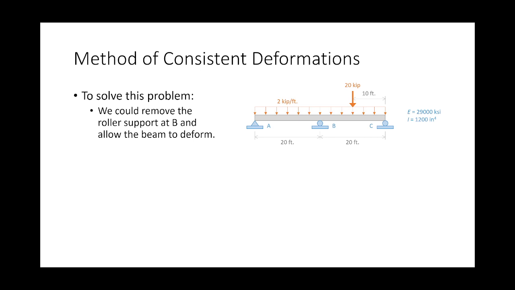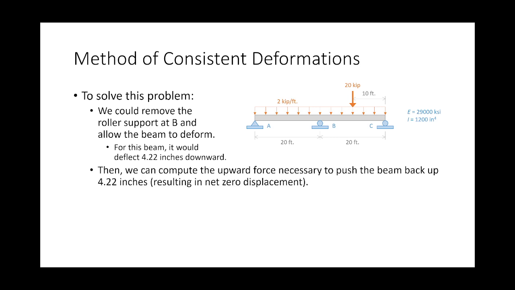Okay. All right. So we could remove the roller support at B and allow it to deform. So let's say we allow it to deform, so it deflects. What you could do is compute that deflection, okay? So I did that for you on this beam, and so it deflects 4.22 inches down, okay? So that's if the roller at B is gone. And then the question is, if it deflects downward 4.22, how much upward load do I have to put up at point B so that it pushes it up 4.22 inches?